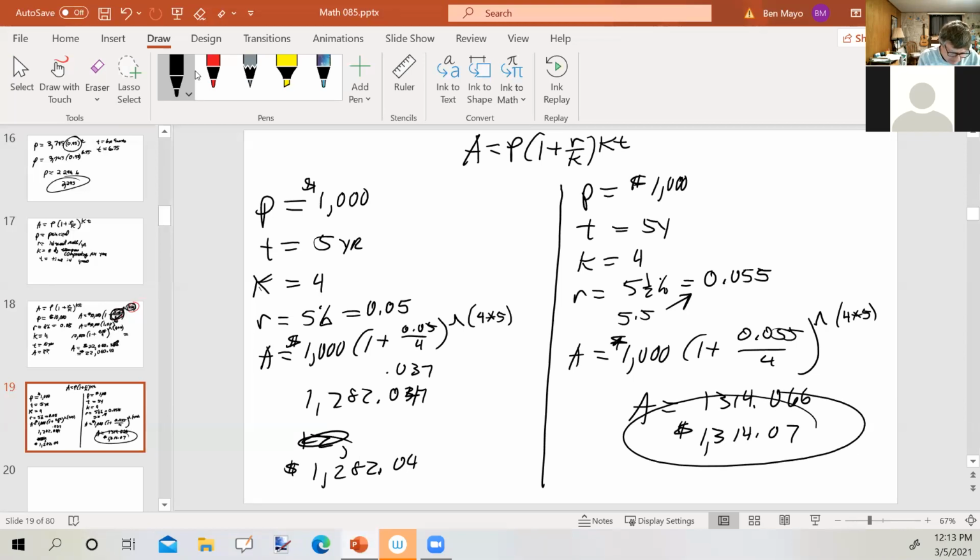1314.07 minus 1282.04, $32.03. Now, that may not seem like much, but you invest the same amount of money for the same amount of time, with the interest rate just a little bit higher. So if you're comparing investments, you could make more money on the higher rate of interest. Okay. One last problem.